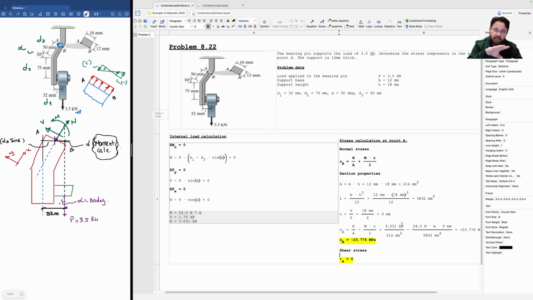And then after getting the values of the reactions at the cut, we could calculate the stresses there, with the important note that we had to understand that the normal stress produced by the normal force is against the normal stress produced by the bending moment. So that's why we had to subtract them in the formula there.